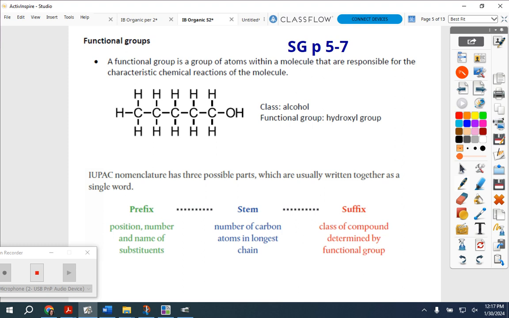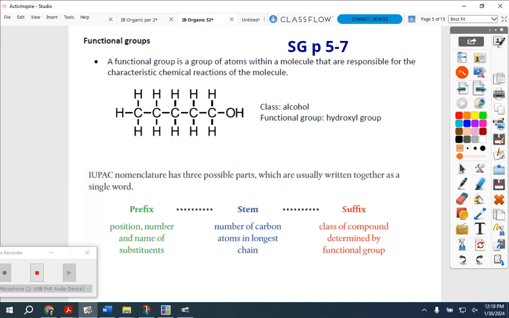So the stem of the name of the compound is going to be the longest chain of carbons, the meth, eth, prop, but, etc. The prefix is going to talk about the substituents, which are the branches off of the main chain. What kind of branches do you have? Where are they located? And that's also going to apply to our halogens, which we've also covered already. The suffix is going to tell you the functional group.